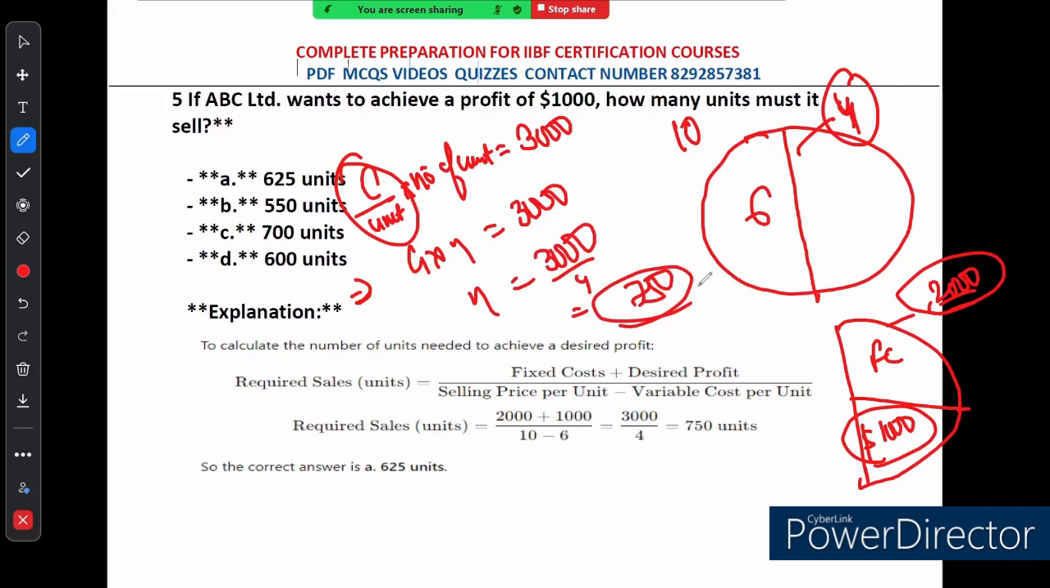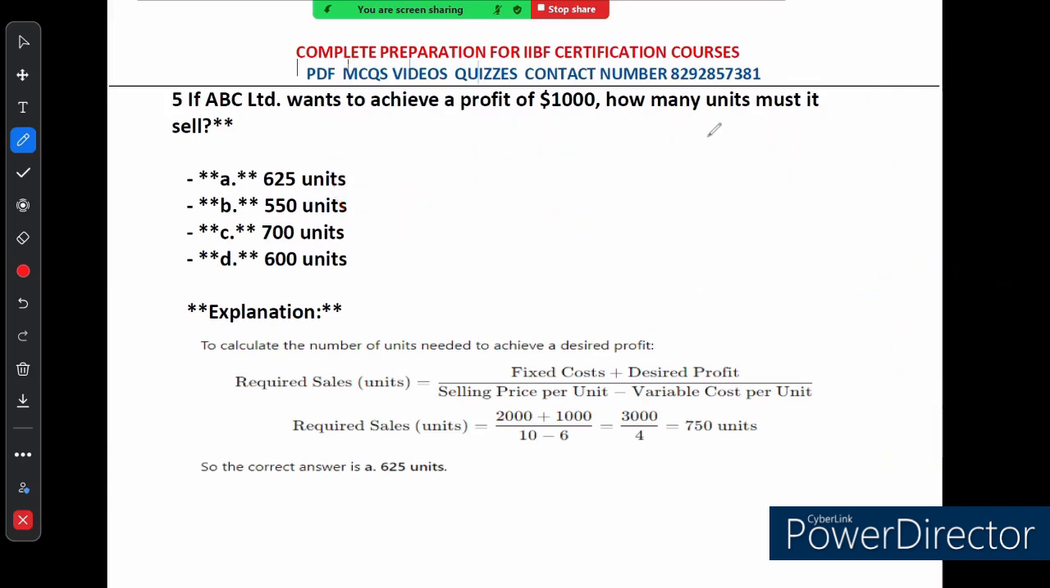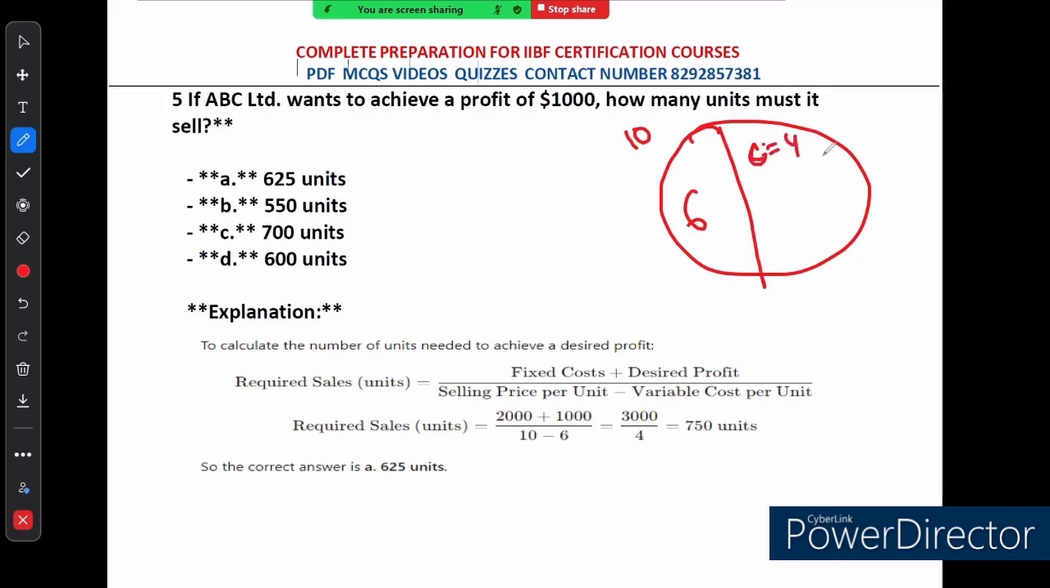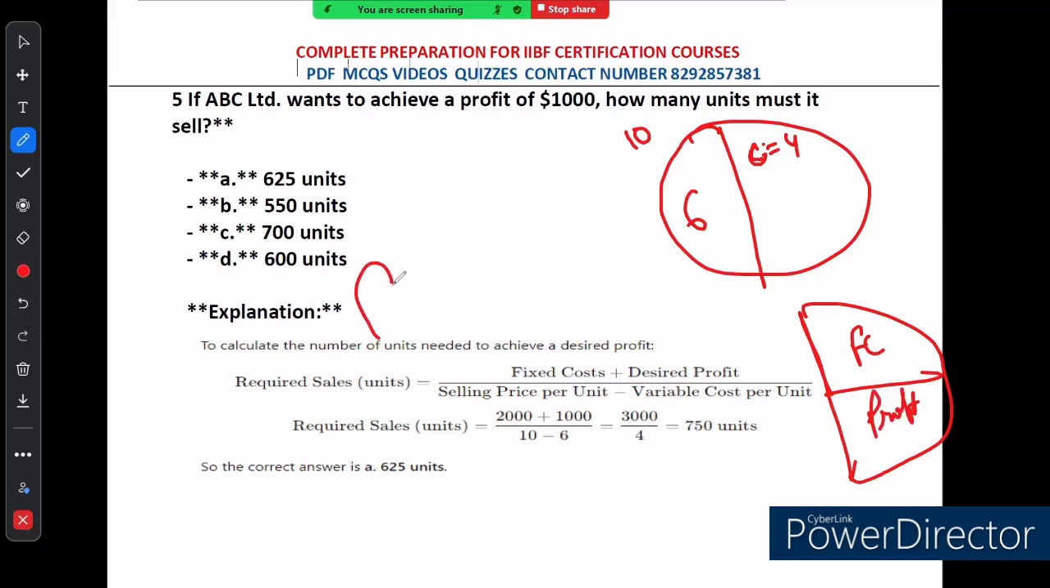No need to remember any formula, just remember this particular circle. Again I am repeating this question. See what you have to do. The selling price is given 10, the variable cost is given 6, so your contribution margin per unit, denoted by small c, is equal to 4. And this contribution margin comprises two parts. The first part is fixed cost and the second part is your profit, right? So this contribution margin capital C is equal to the fixed cost plus profit. What is fixed cost? $2,000. What is profit? $1,000, which is nothing but 3000.